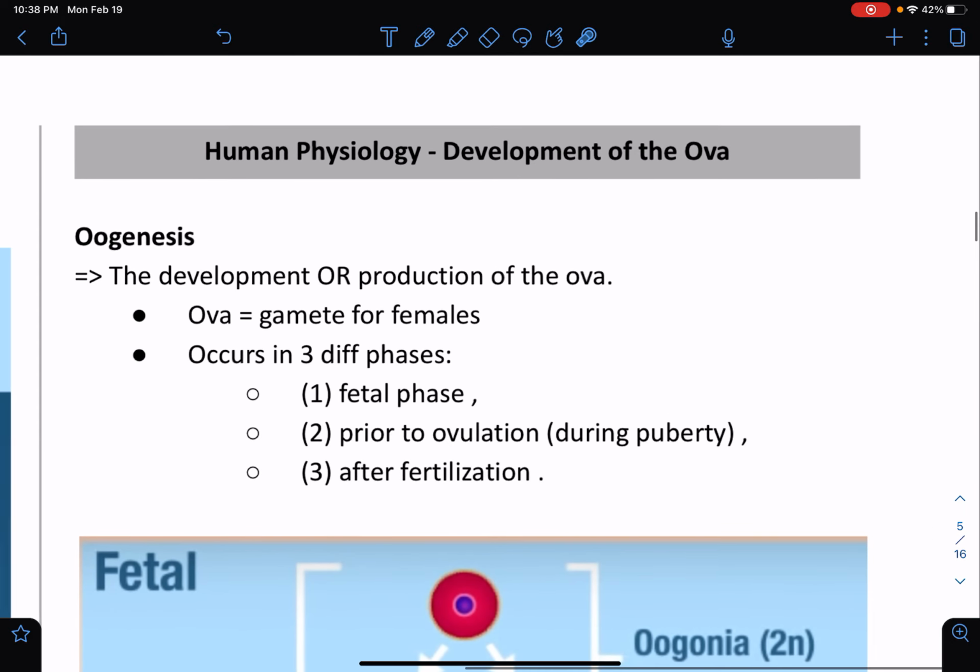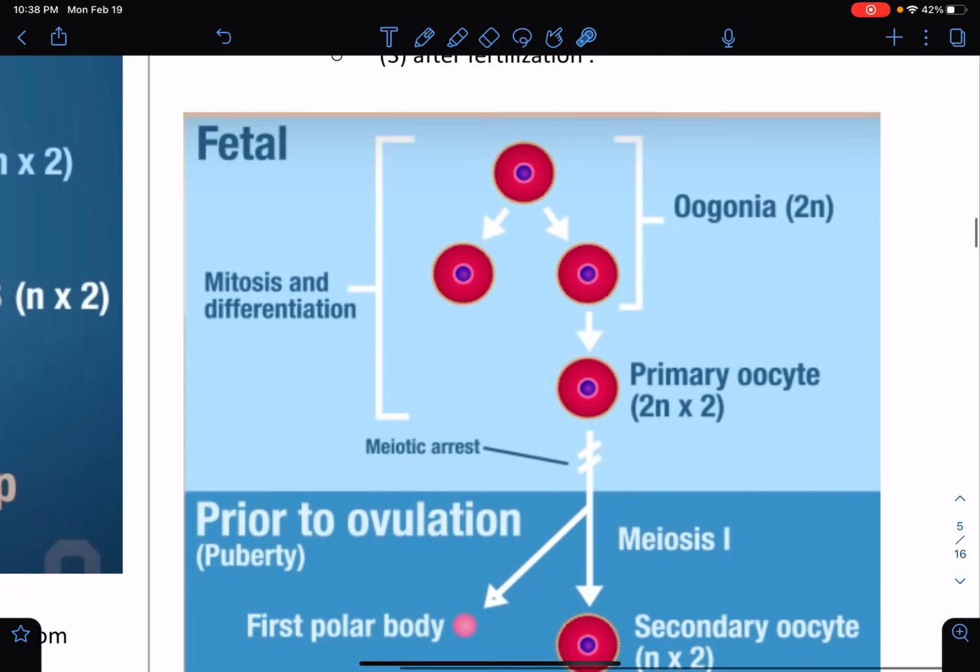Now, let's move to the females. Development of the ova. So oogenesis, this is the development or production of the ova. Ova is the gamete for females, and oogenesis occurs in three different phases. First is the fetal phase, then the prior to ovulation phase, which is during puberty, and after fertilization.